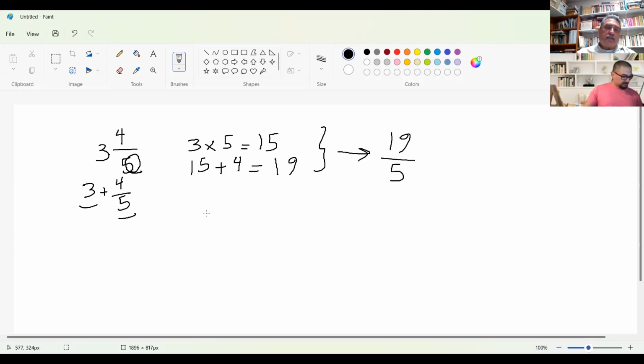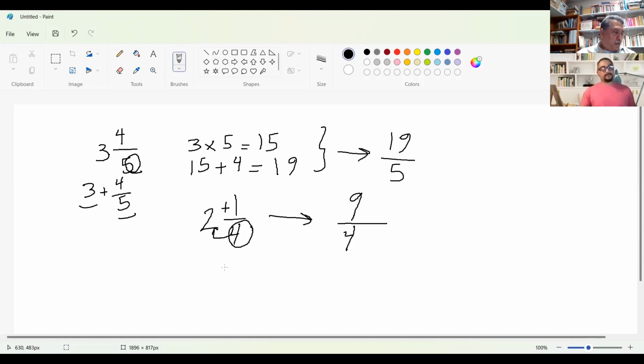If I have, let's say, 2 and 1 over 4, this is a mixed number. If I want to convert it to an improper fraction, I take 4, multiply it by 2, and then add it to the numerator. 4 times 2 is 8. 8 plus 1 is 9. So I get 9 over 4. All right? Yeah, that makes sense. Okay.